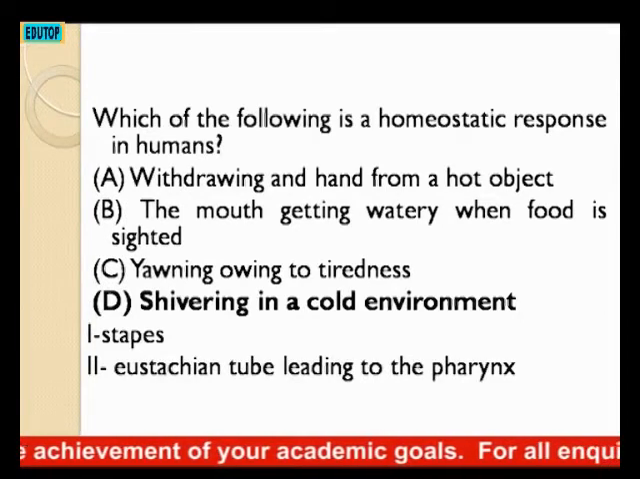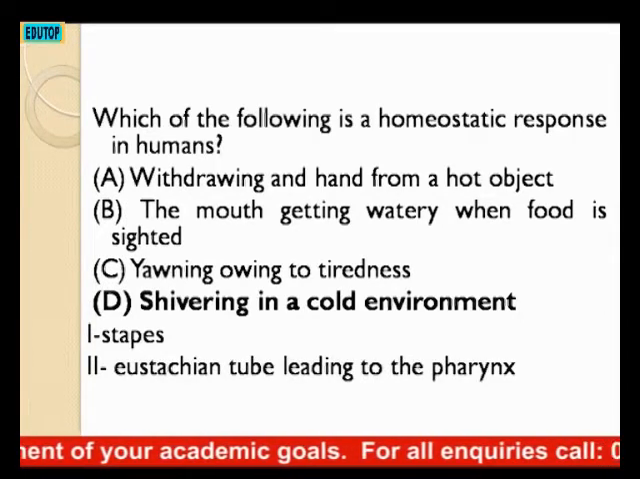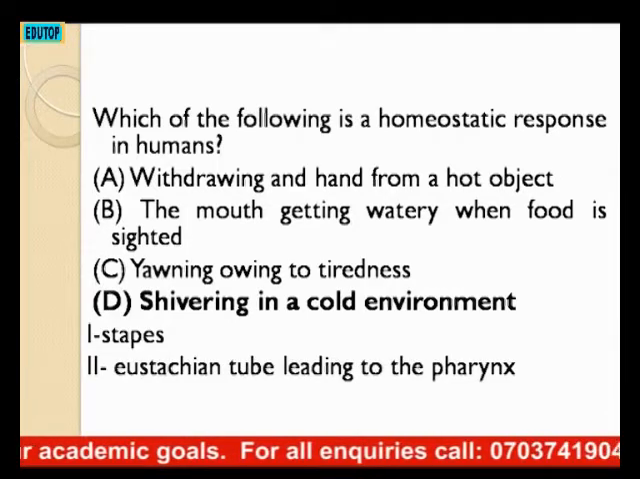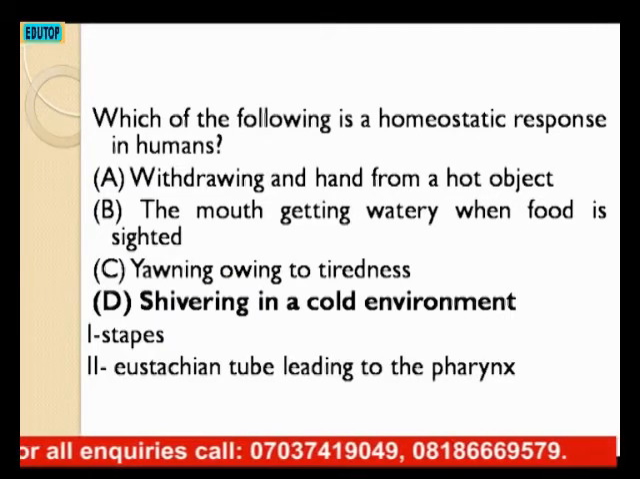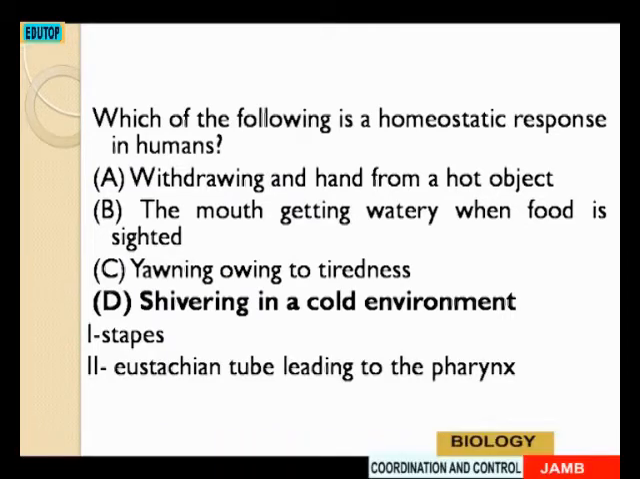The next question. Which of the following is a homeostatic response in humans? A. Withdrawing hand from a hot object. B. The mouth getting watery when food is sighted. C. Yawning owing to tiredness. D. Shivering in a cold environment. Homeostasis has to do with the balance of the body temperature, the body trying to maintain a balance. That's what homeostasis is all about.